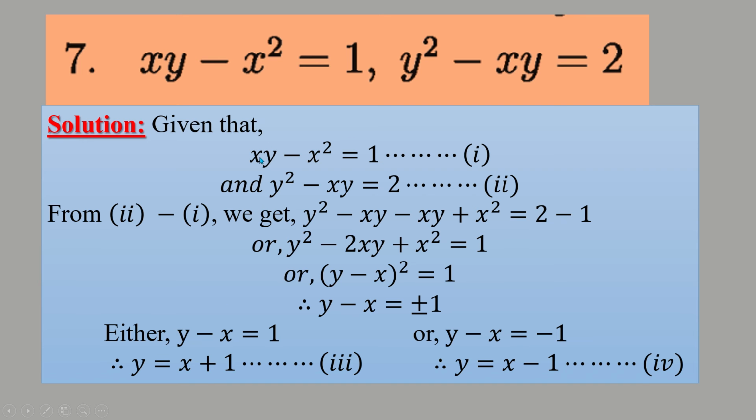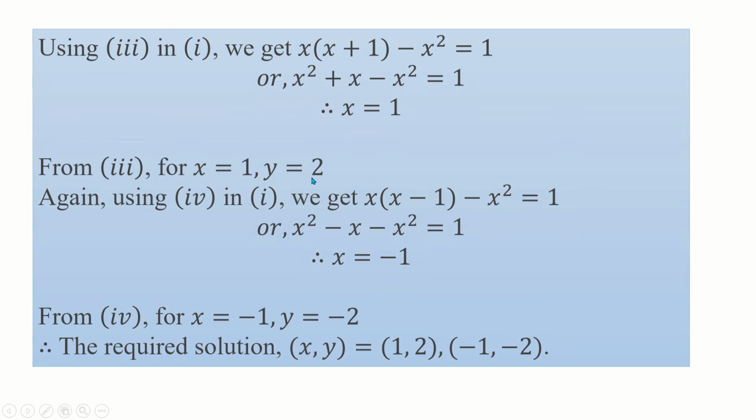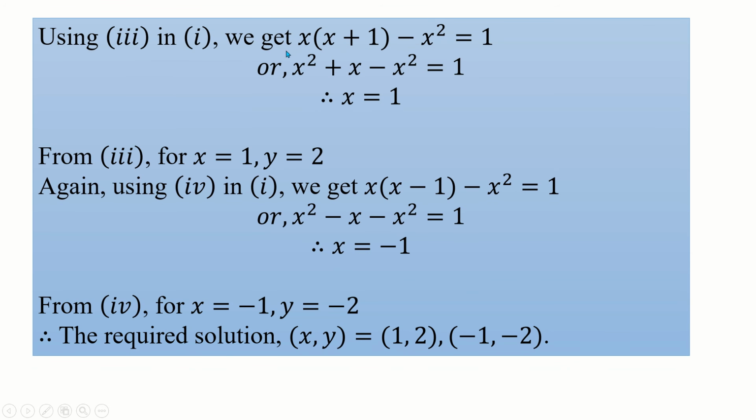Now using 3 in 1 and also 4 in 1. Using 3 in 1, that means x into (x plus 1), because here was xy and y is equal to x plus 1. This is equal to, you can write, x square plus x minus x square. Now x square minus x square cut, therefore x is equal to 1.